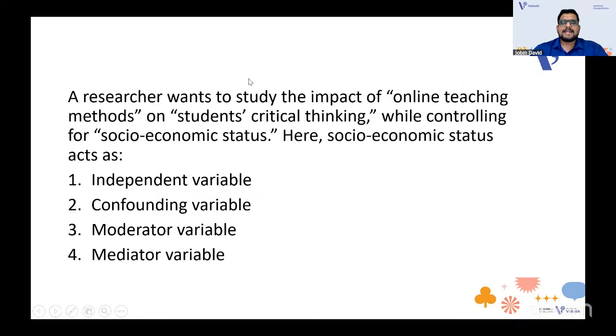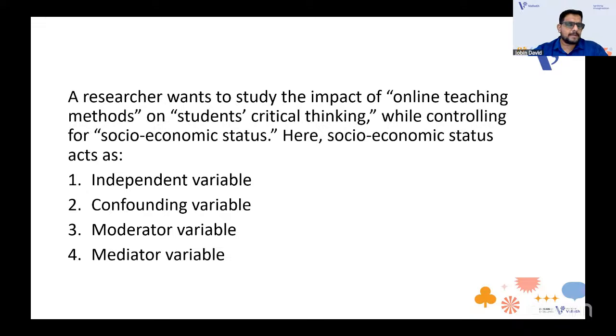A researcher wants to study the impact of online teaching methods on students' critical thinking while controlling for socioeconomic status. So here socioeconomic status acts as, is it independent, confounding, moderator, or mediator variable? That means the researcher wants to study the impact of online teaching methods on the critical thinking of students, and the socioeconomic status should be controlled. The main two variables are online teaching and students' critical thinking.